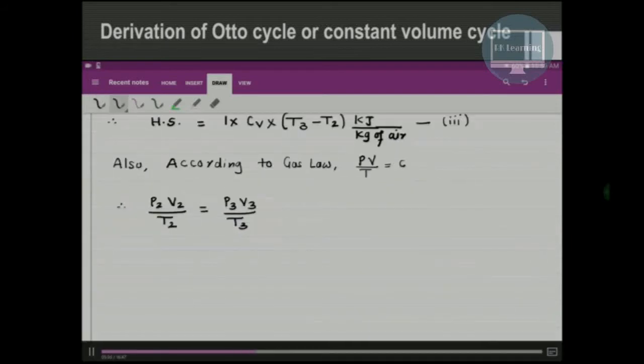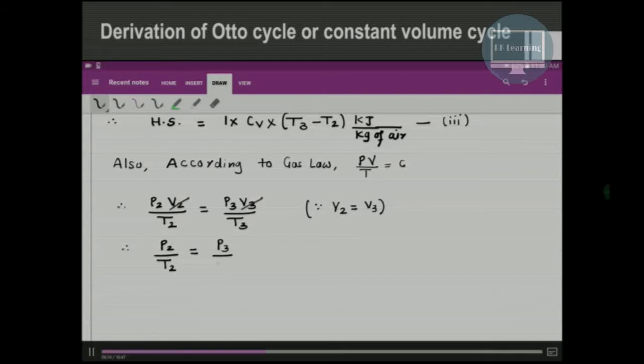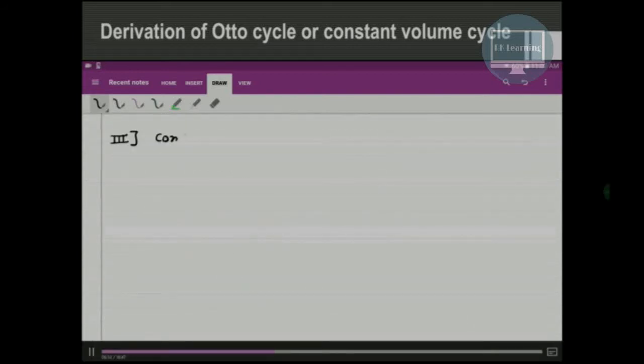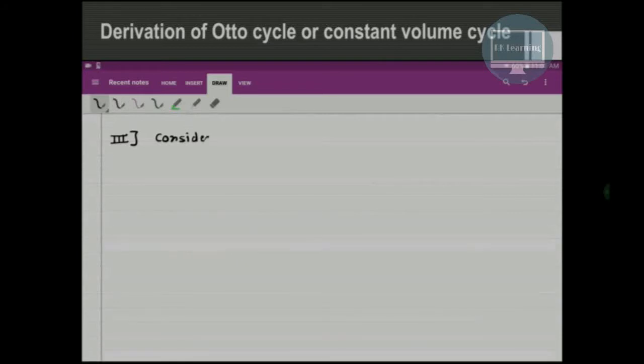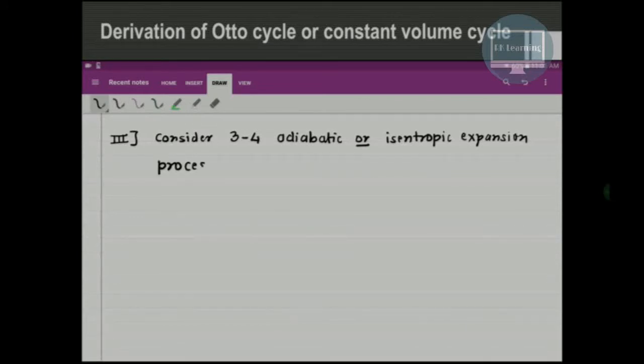Similarly, we can apply the gas law over here. So PV upon T is equal to constant. So we can say that P2 V2 upon T2 has to be equal to P3 V3 upon T3, where volume is constant. So we have cancelled out V2 and V3 from both the sides. So we can say that P2 upon T2 will be equal to P3 upon T3. So that is our next equation. Now we'll consider the next process. So next process is 3 to 4, adiabatic or isentropic expansion process.